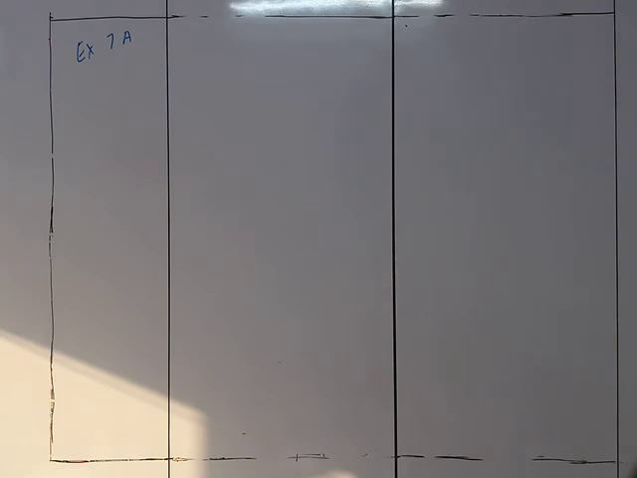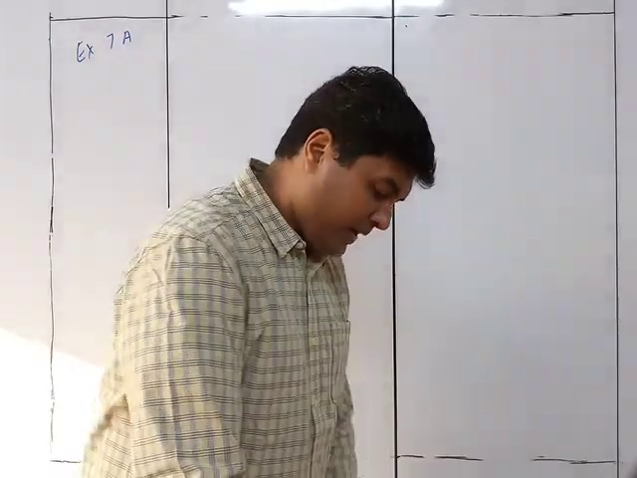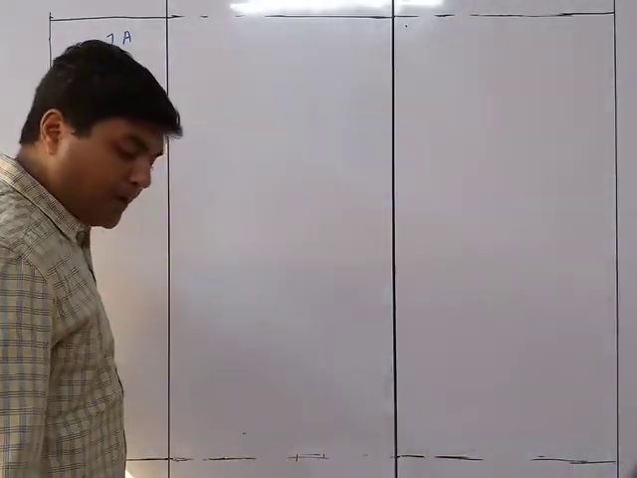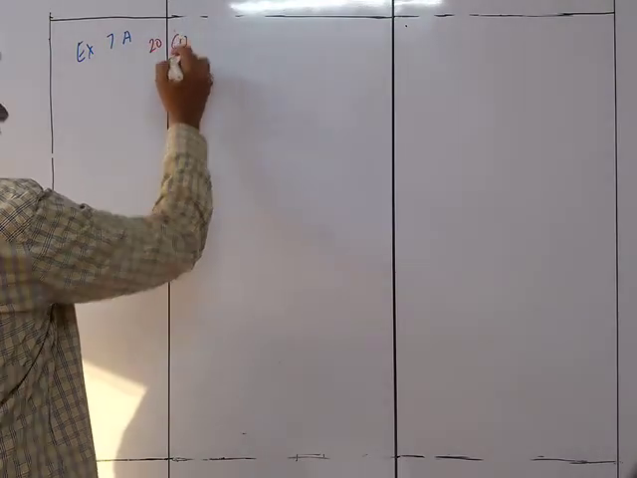So we continue with exercise 7a. We were on sum number 19. Now we go on for sum number 20. We have to find the compound ratio of. So it is sum number 20, first sum.